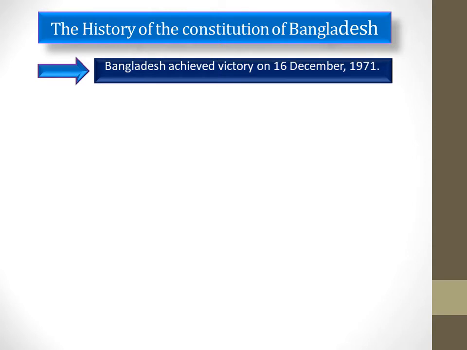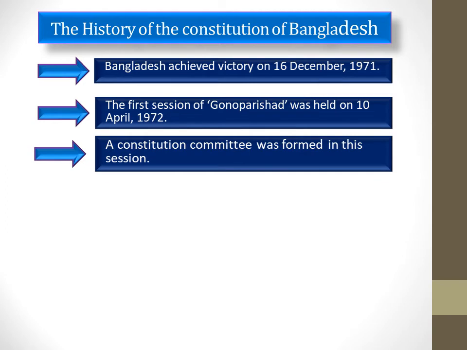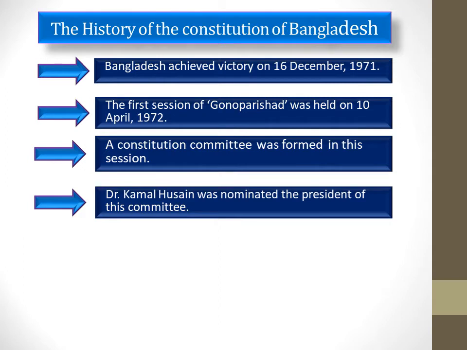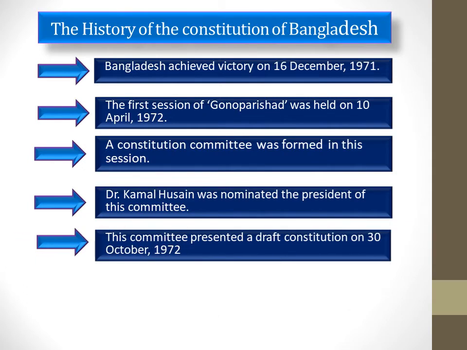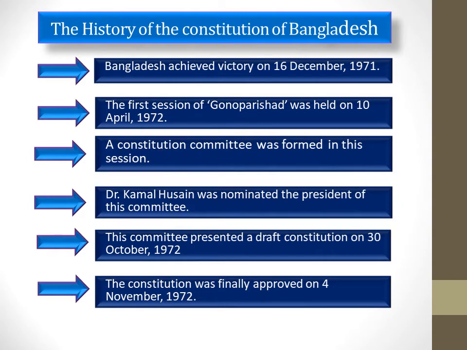We know Bangladesh achieved victory on 16 December 1971. After that, the first session of Ganaparishad was held on 10 April 1972. That means after 5 months of our independence. In this session, a constitution committee was formed to form a constitution, because we know a constitution is mandatory for running a state. Dr. Kamal Hussain was nominated the president of this committee, and this committee presented a draft constitution on 30 October 1972. And the constitution was finally approved on 4 November 1972.